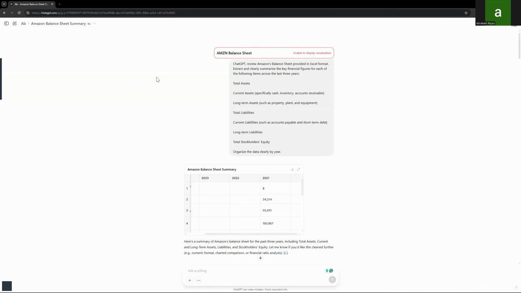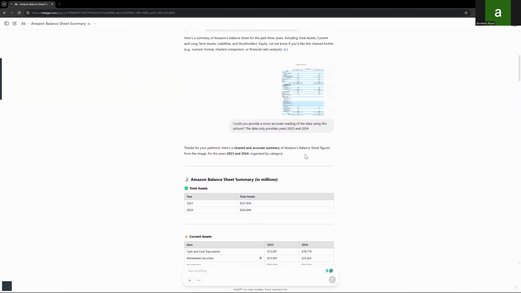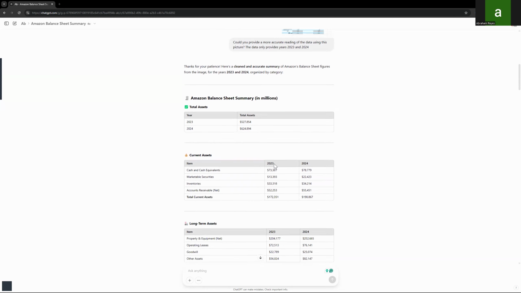For step number one, extracting financial data. First, upload Amazon's balance sheet directly to ChatGPT in Excel format. If the Excel file doesn't work for you, a clear screenshot of the balance sheet can also be effective for extracting data with ChatGPT. As you can see, for myself, the Excel format didn't work, so I had to use a clear screenshot, and ChatGPT was able to give me a summary of all the financial information in this specific statement.